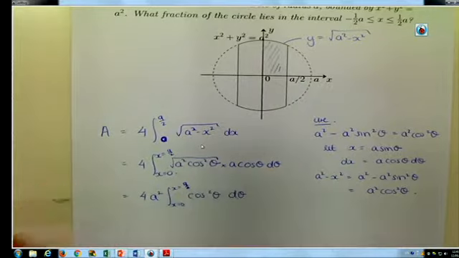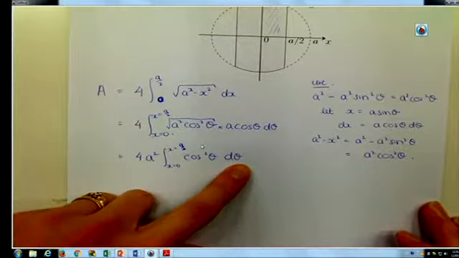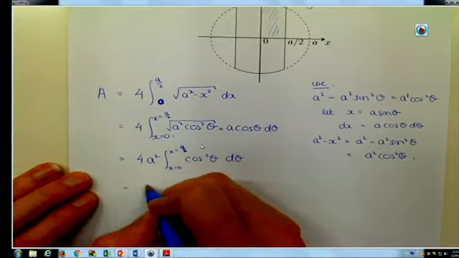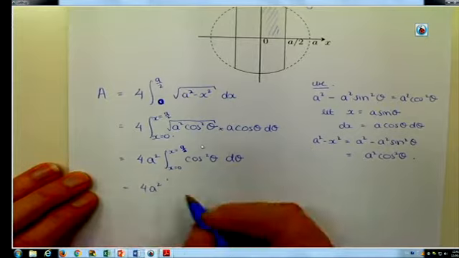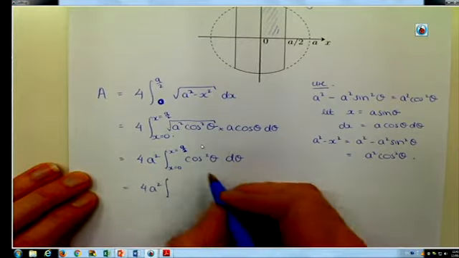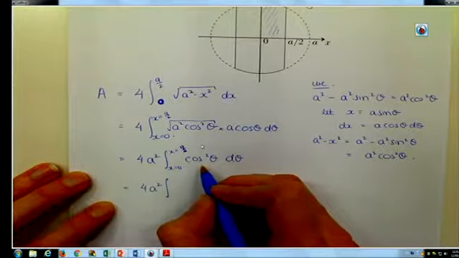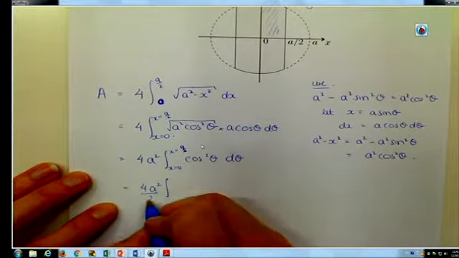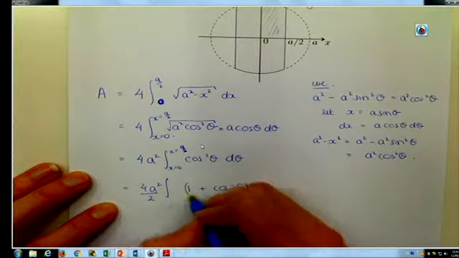A over 2. Okay, so now we have to integrate cos squared with respect to theta. How are we going to do that? Yeah, double angle, half angle formula. So this one here is going to change into a half of 1 plus cos 2 theta. I'm going to zip the half out the front: 1 plus cos 2 theta.